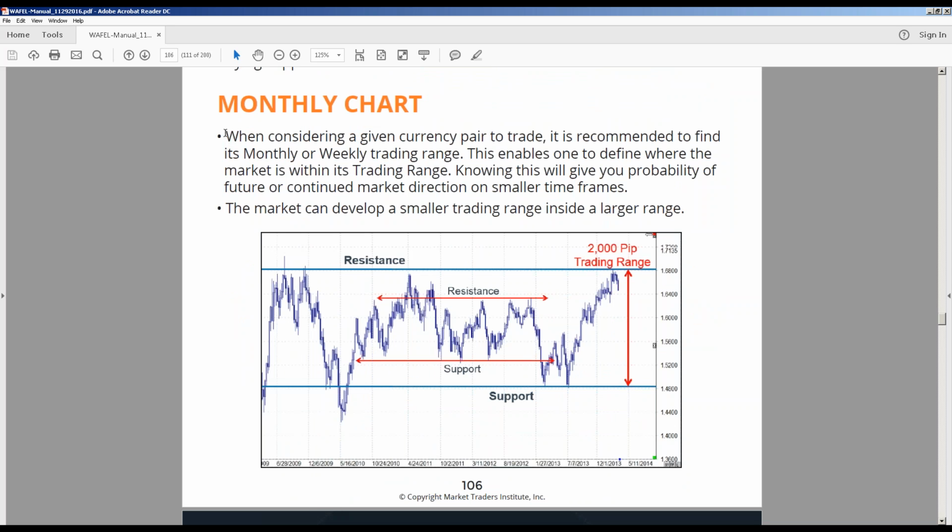When considering a given currency pair to trade, it's recommended to find its monthly or weekly trading range. This enables one to define where the market is within its trading range. Knowing this will give you probability of future or continued market direction on smaller time frames. The market can develop a smaller trading range inside a larger trading range. So there's a larger trading range, and now we have a smaller trading range inside the larger trading range.